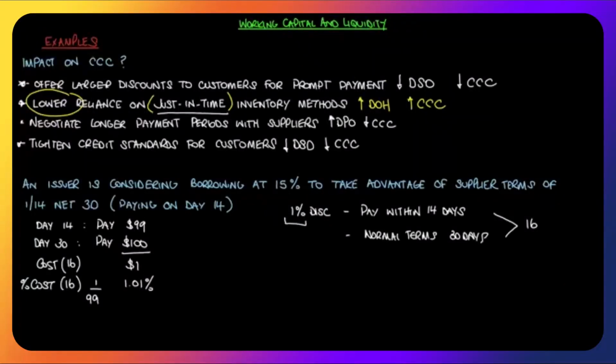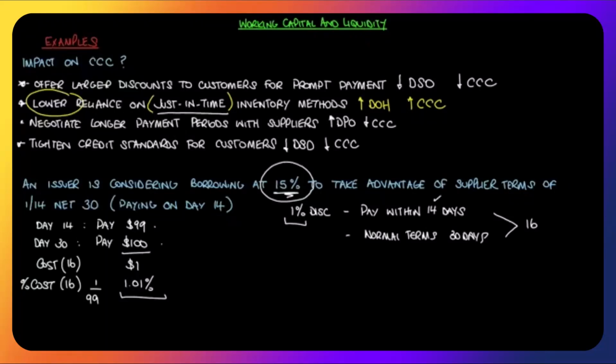Taking my approach again, my quick calculation, imagining $100. If we pay on day 14, we pay $99 instead of the 100. There's the 1% discount. The cost over 16 days is therefore $1. The cost as a percentage is the $1 over 99, 1.01%. Is it worth borrowing at 15% to save that 1.01%? It probably is, because that's quoted annually.